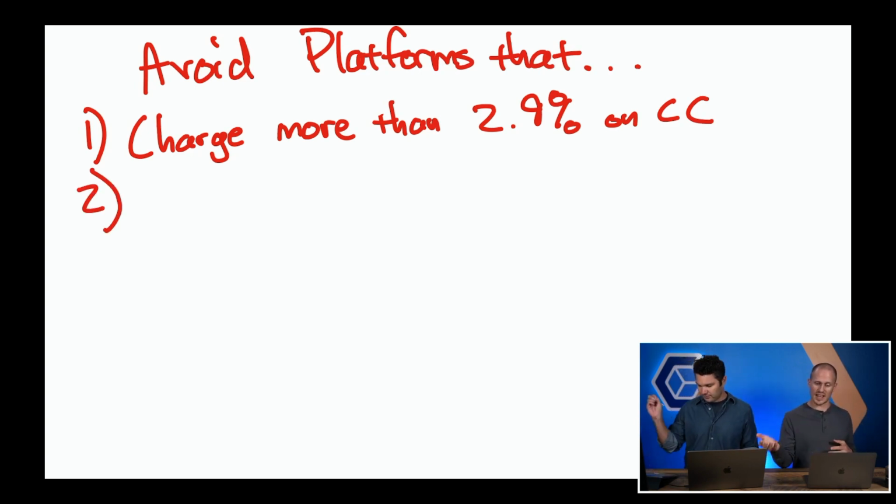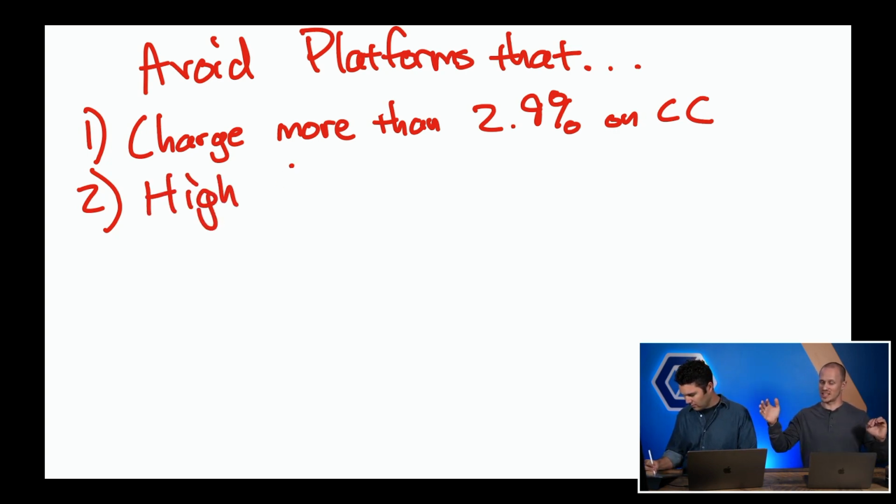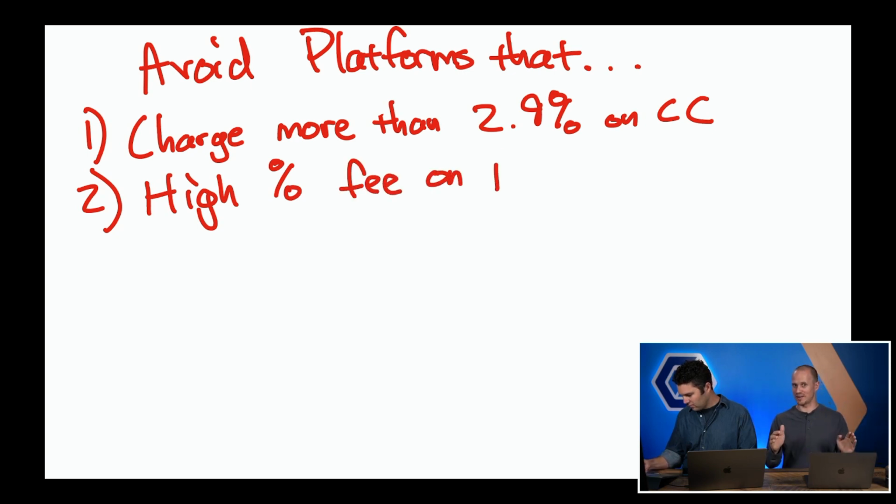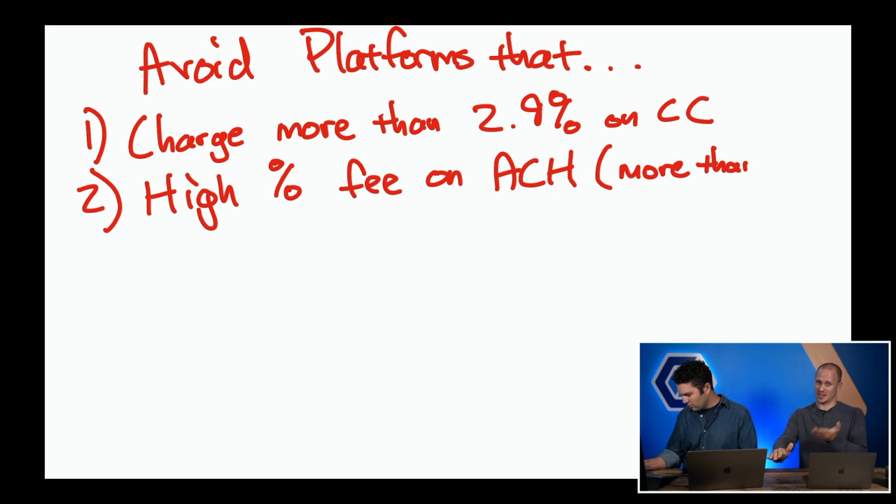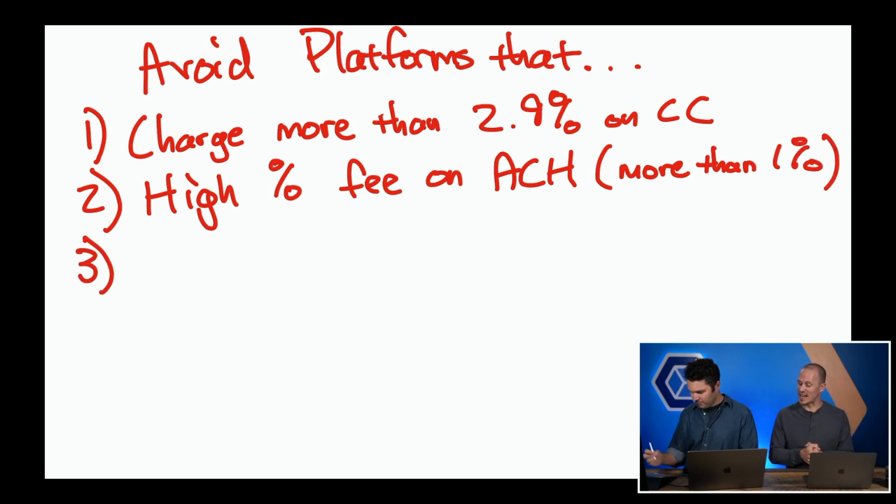Number 2 is if they have a high percentage fee for ACH or direct transfer donations. Anything over 1% is really high. In fact, I say 1% is already high because I think you shouldn't have to pay a percentage fee at all. It's even better if you find a platform that just charges some low flat rate instead of a percentage fee. Yeah. Third. High monthly costs.